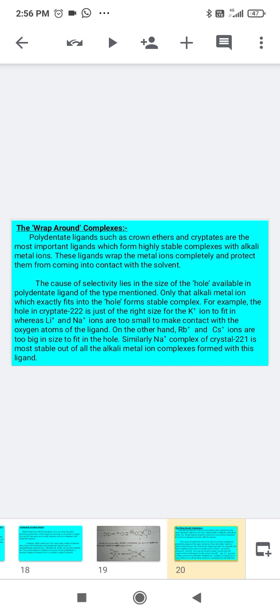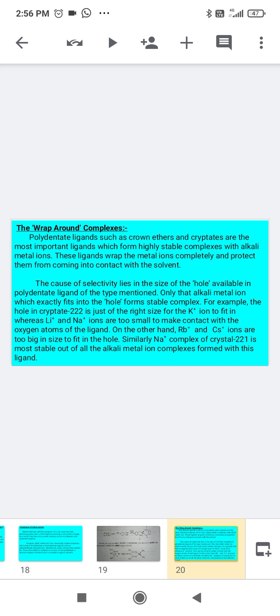The cause of selectivity lies in the size of the hole. The hole here should be understood as the space available in a polydentate ligand of the type mentioned. Only that alkali metal ion which exactly fits into the hole forms a stable complex. That means it is just like a lock and key. You can't open every lock with the same key.